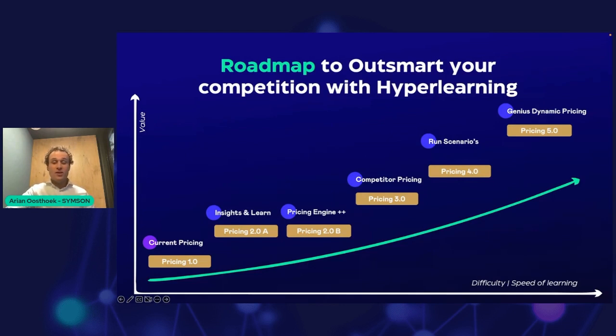Stage 5, that's actually the most mature phase of this roadmap, and this is also the dot on the horizon we have with a lot of customers. And this is where we help you to genius dynamic pricing.